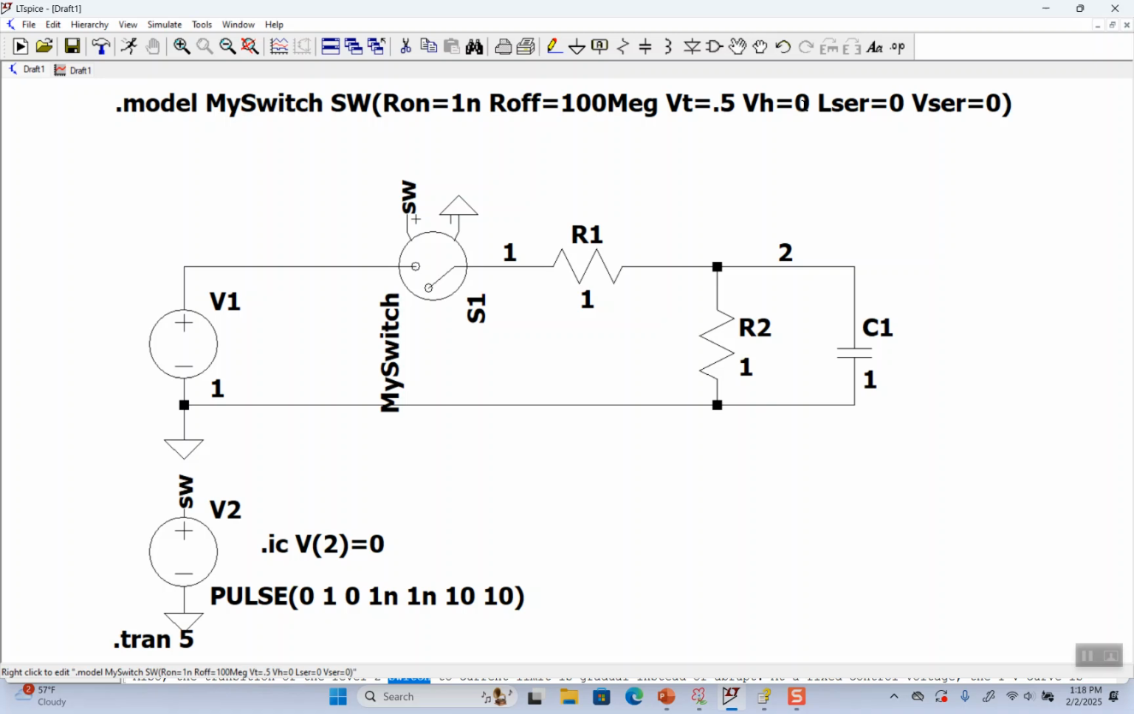Hysteresis is 0. Hysteresis is when some switches switch at one voltage going from low to high and another going from high to low. Inductive series and voltage series, these are all non-ideal switch things that I don't want to deal with, so I've just set them to 0. The other thing about this simulation is I've set the initial condition on this capacitor to 0 volts. That's like saying the switch has been open for a long time and all the charge is discharged through this capacitor, right? So to force that to happen, you just tell it.